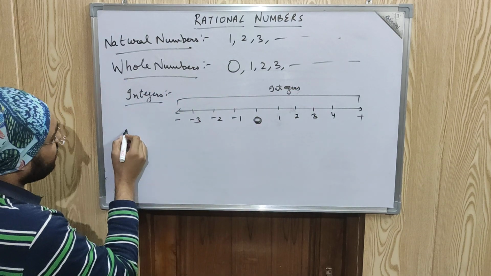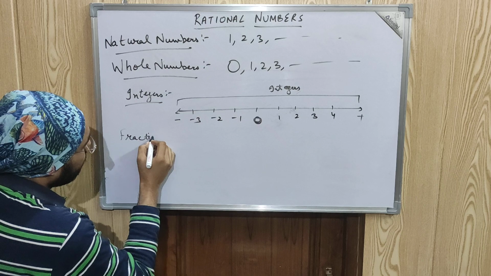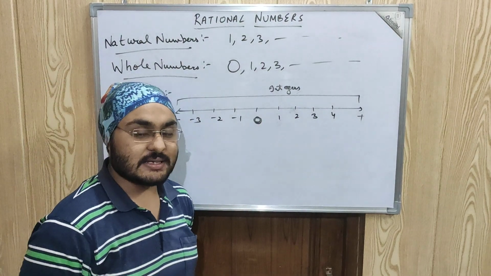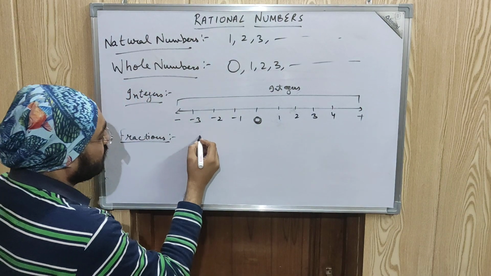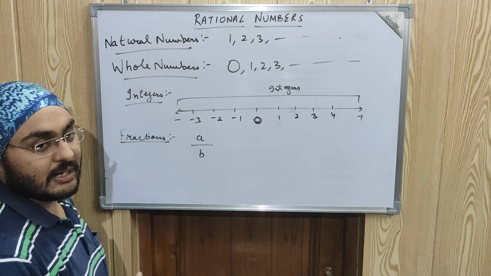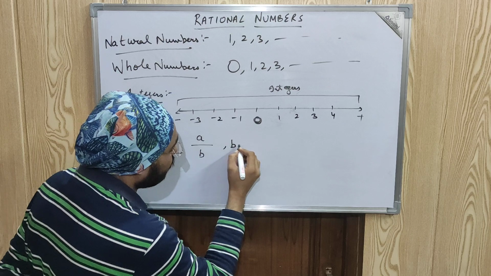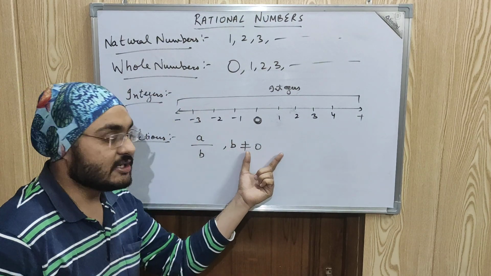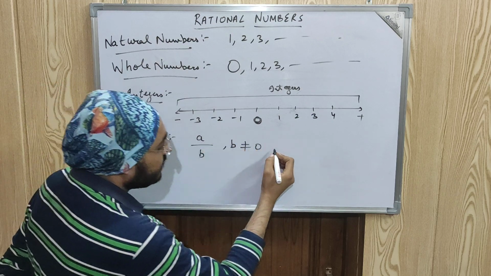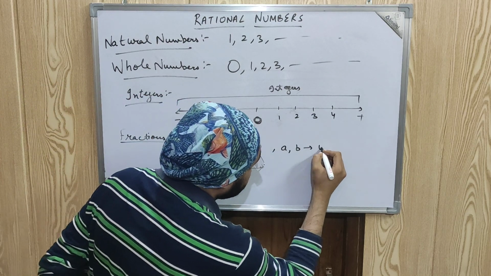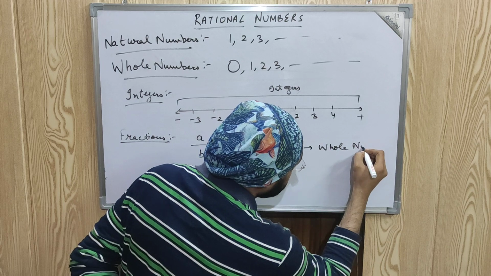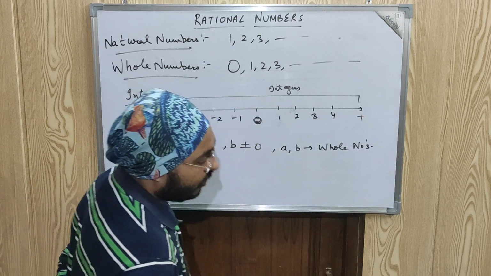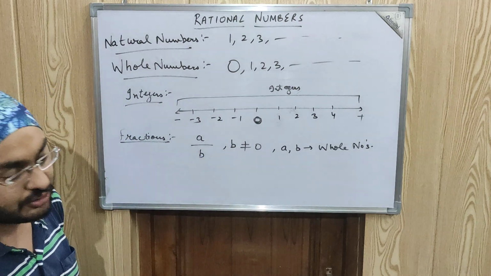The next, the fractions. A fraction is basically any number which you can express in the form of a by b. I've written here a by b, and here b should not be equal to 0. That will be coming later. Why is this b not equal to 0? Now this a and b should be whole numbers first. This is the most important thing that we have to keep in mind, that a and b should be whole numbers.